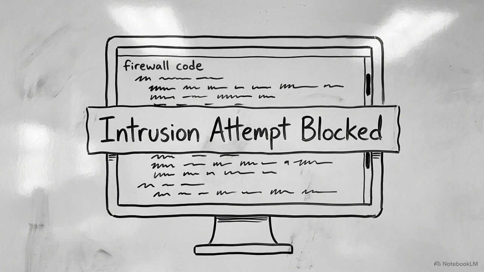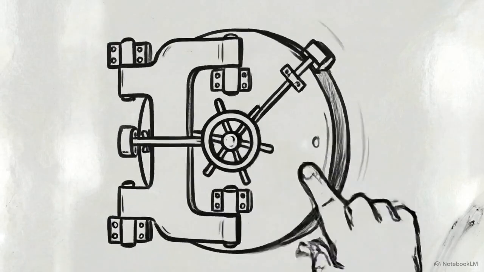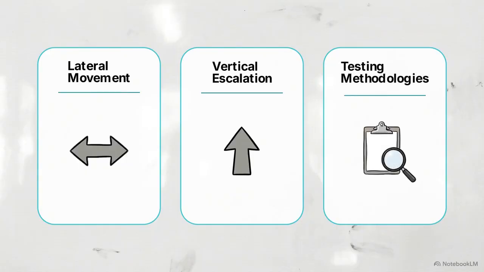Most cyber attacks focus on shattering a database firewall. Broken access control is different. An attacker doesn't need to force the lock if the system is designed to swing open at a light touch. To understand how these flaws are exploited, we will analyze the mechanics of lateral movement, vertical escalation, and the professional testing methodologies used to verify these vulnerabilities in production environments.